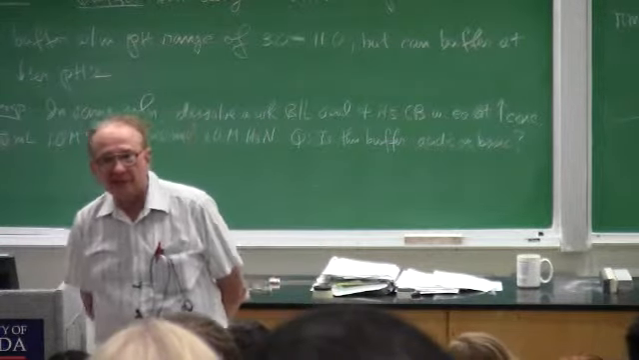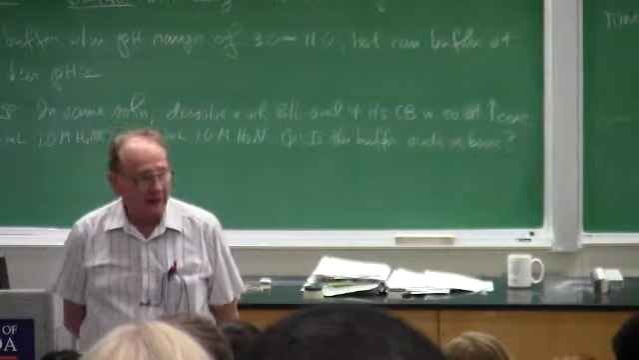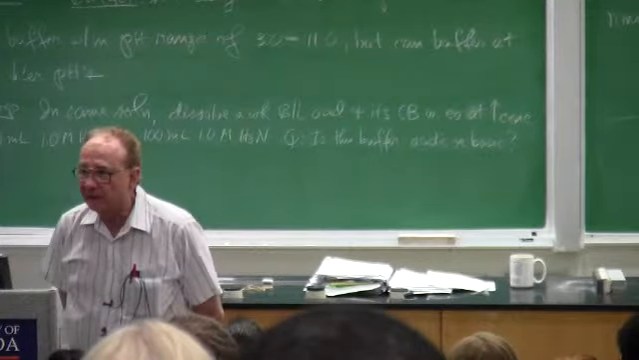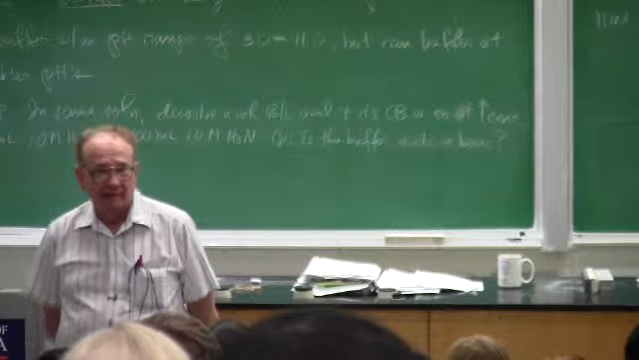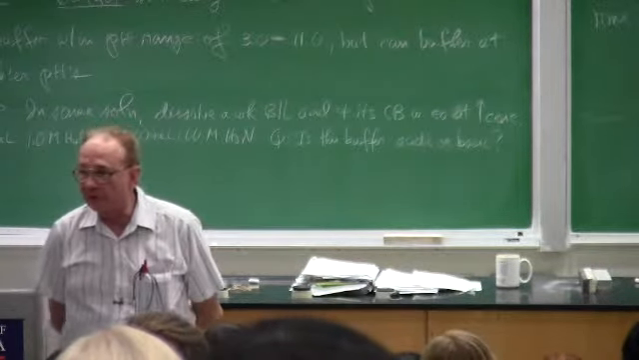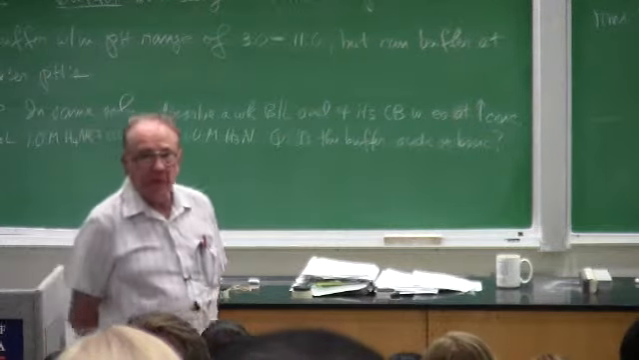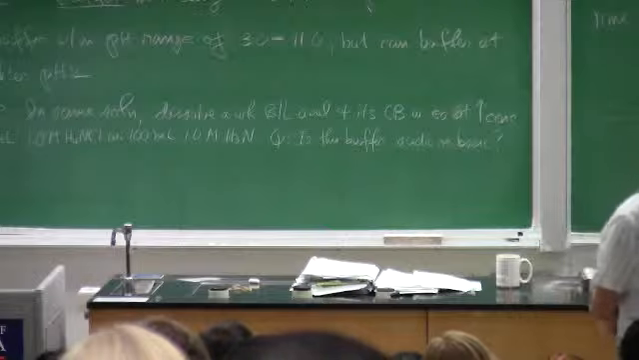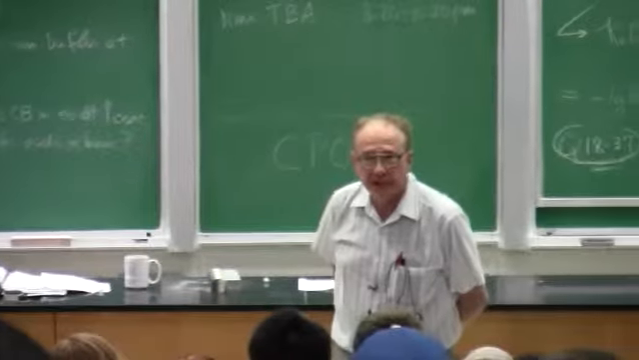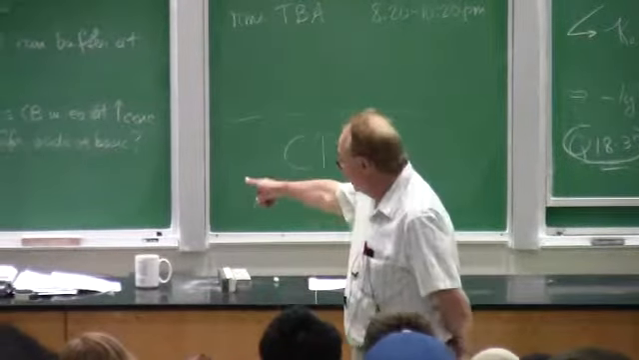Ka acetic acid, 1.8 times 10 to minus 5. Kb acetate ion, 5.6 times 10 to the minus 10. Acetic acid is far more effective at reacting with water to create hydronium ion than acetate ion is at reacting with water to create hydroxide ion. Upshot, solution is acidic. How about this system?